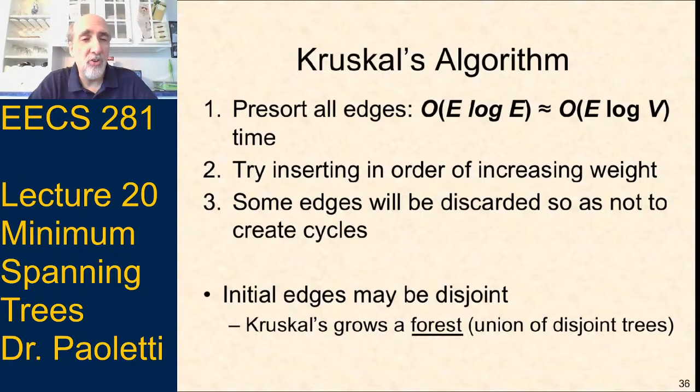Okay, so we're going to try to insert edges in order of increasing weight. Some edges we will not use because they would create a cycle. And so the initial edges, the first 2, 3, 4, if there are like 40, 50,000 vertices, maybe the first 1,000 are all disjoint. Maybe we've got 1,000 little tiny trees which are all going to grow together into one big forest and one big tree in the end.